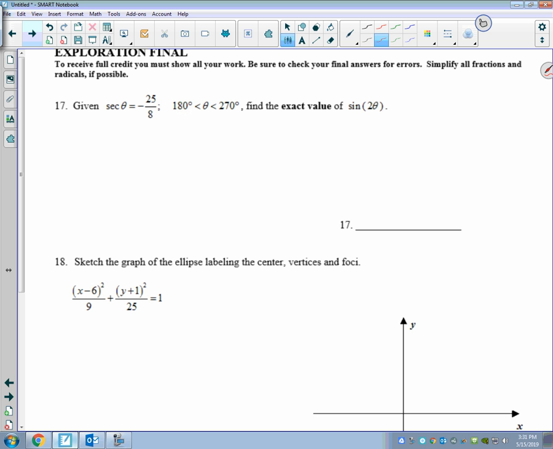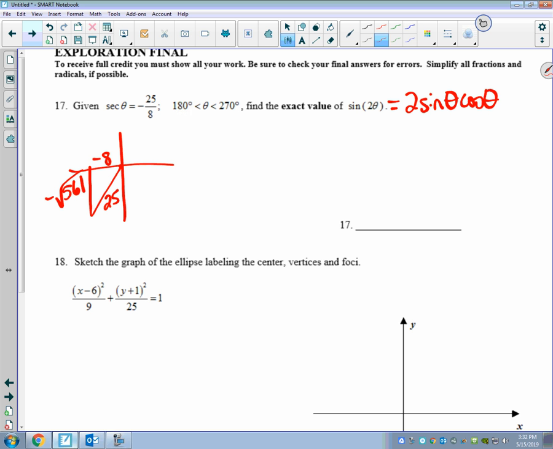17 is another formula. Sine of 2 theta equals 2 sine of theta cosine of theta. And so again, if they give you information, 180 and 270 is quadrant 3. Secant is hypotenuse over adjacent. So you know that that is how you do your triangle. You do a Pythagorean theorem and you get square root of 561, but because it's in quadrant 3, that's how I know it's negative. So then I just use the formula.